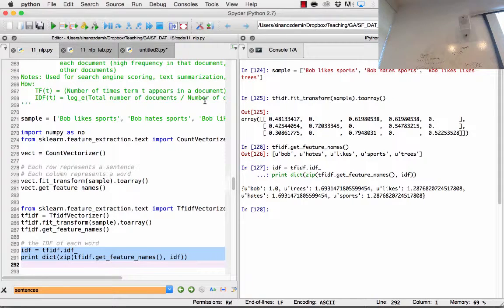So for example, if you have a document with 100 words, and the word cat appears 3 times, the term frequency of cat is 0.03. How many times it occurs divided by how many terms there are, so 100 words. So that's in one document.